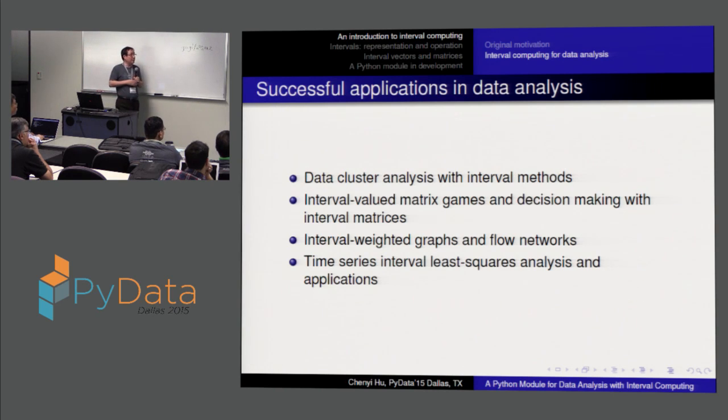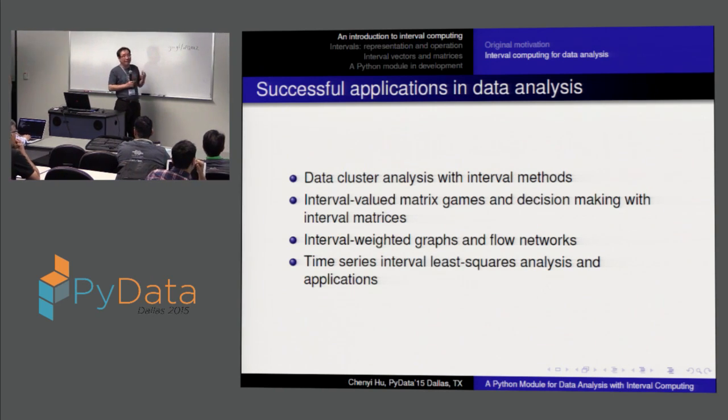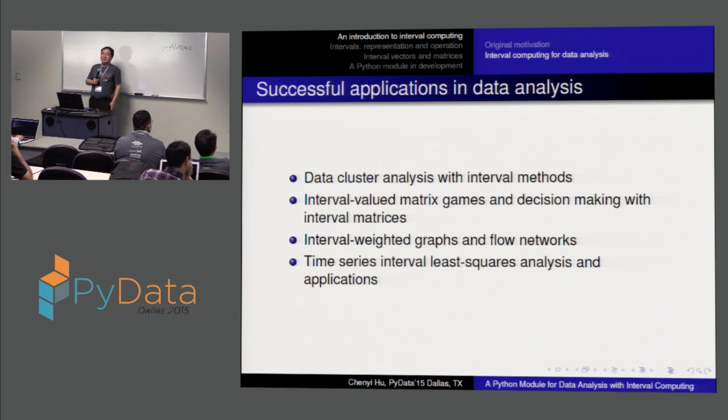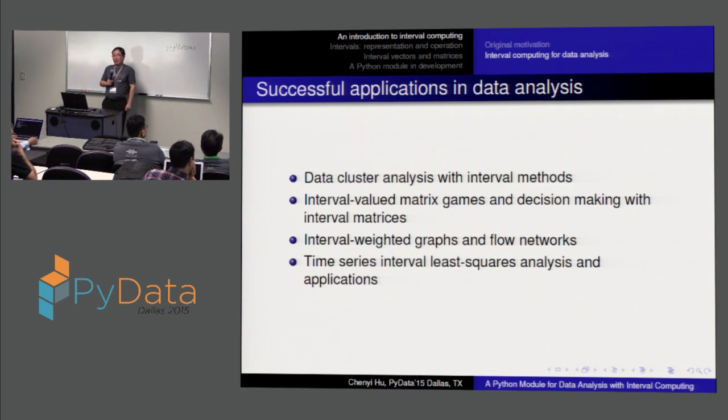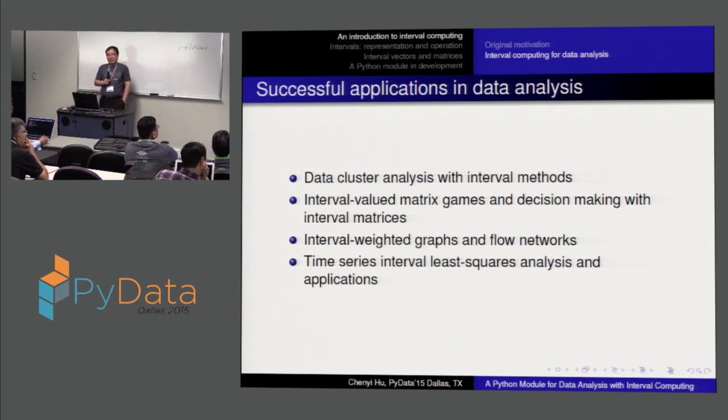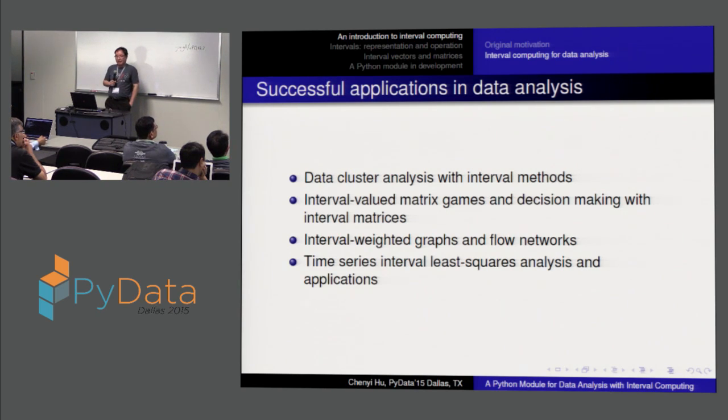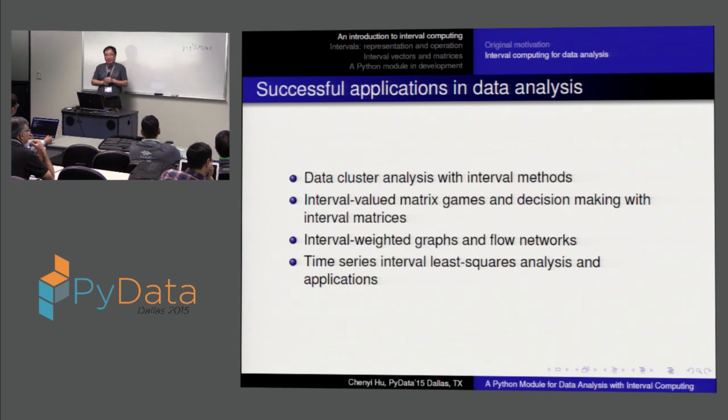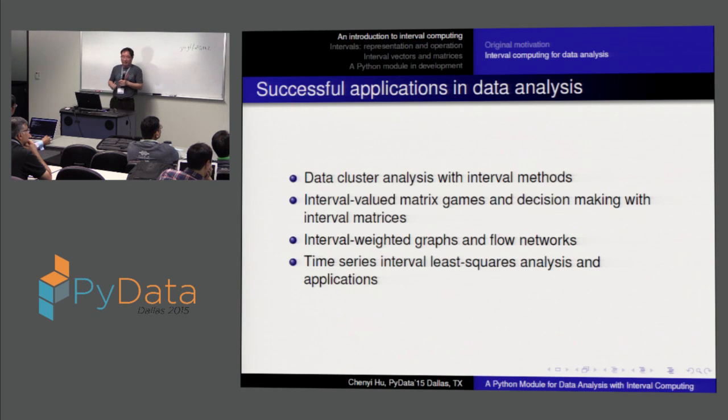Two grad students work with me on this data analysis, cluster analysis. They got some good results. One was published 2 or 3 years ago. The other one is going to be published this year, I expect. We do some interval-weighted matrix games, the decision-making system, interval-weighted graphs, flow networks, and time series interval least square analysis, or regression. So here we show the example.